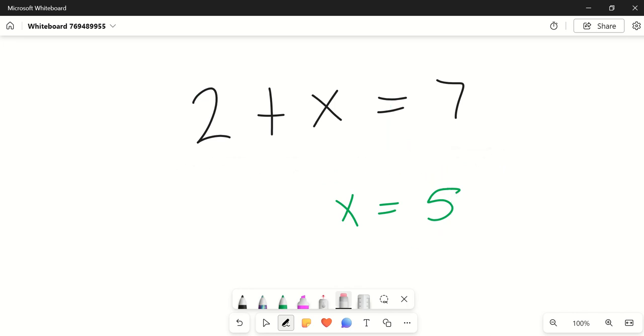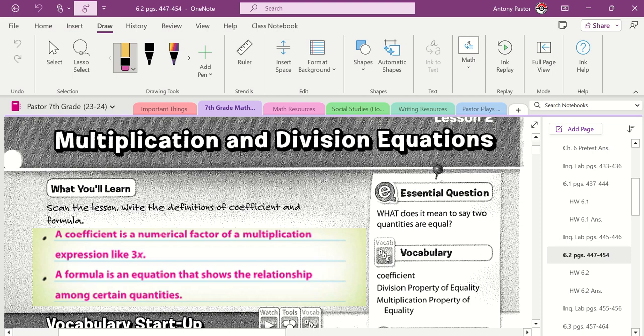And then if I plug that back in, this would be 5. 2 plus 5 equals 7, yes? So it makes the statement true. You're basically trying to figure out what is the value for the variable that will make the statement true. So today we're dealing with the exact same thing, only we're dealing with multiplication and division.